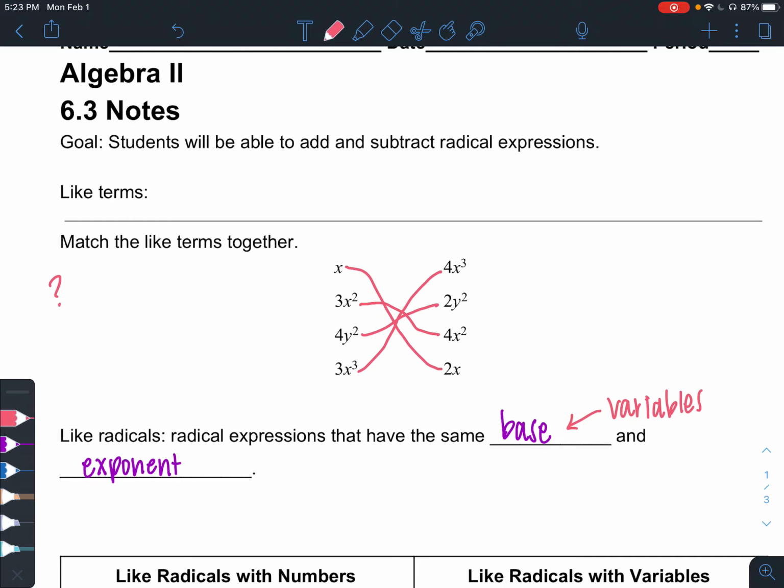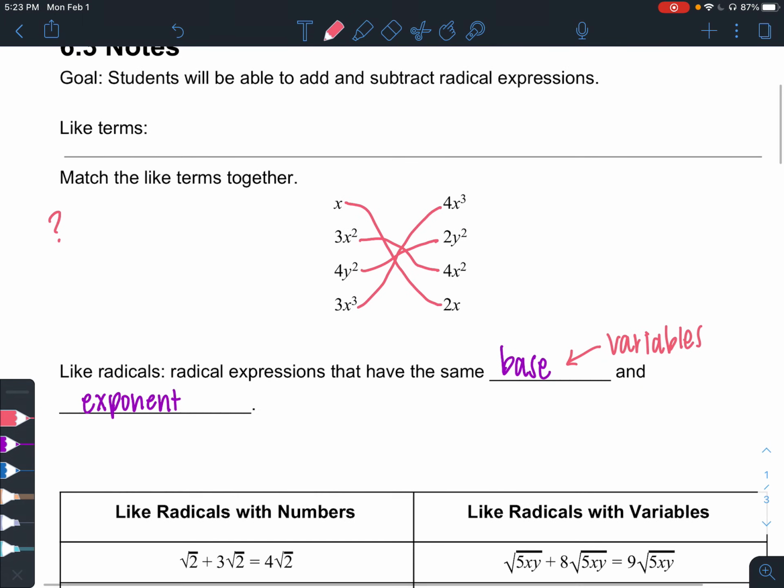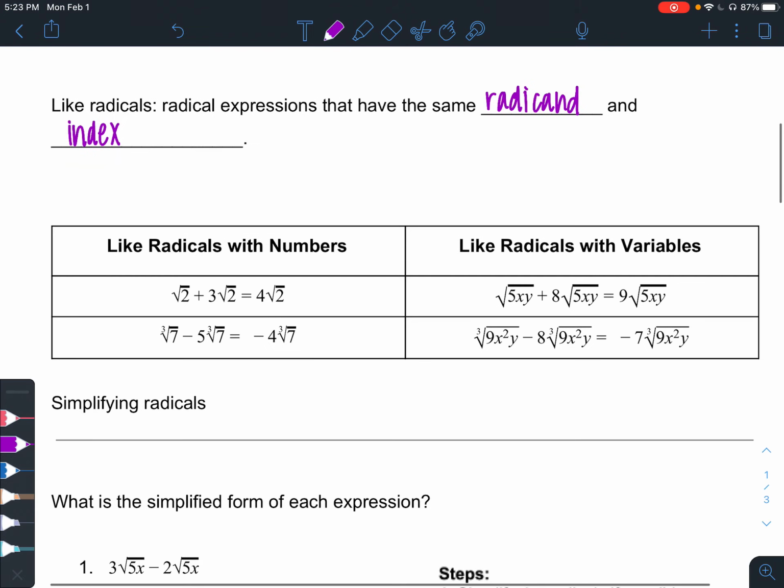All right, in order to have like radicals, similar to like terms, we have to have the same base and the same exponent. And by base, I mean, dang it, I shouldn't have said base and exponent. I should have said radicand and index.